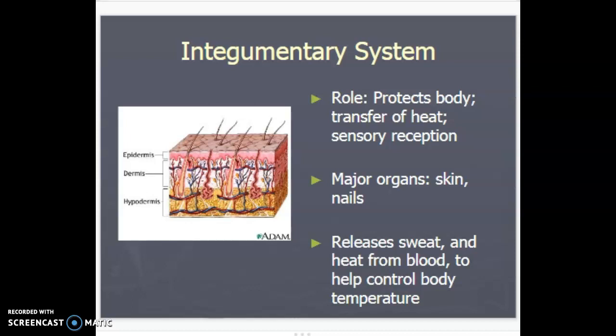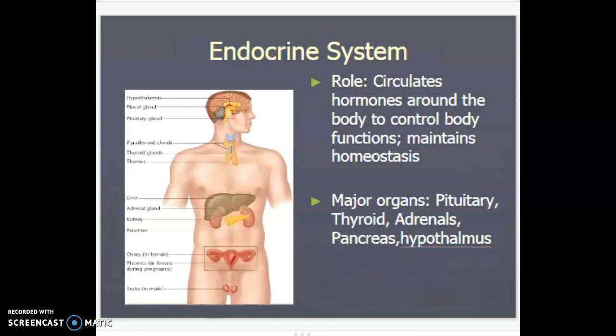Like I said, the major organs would be your skin, your nails, your hair is also part of your integumentary system. It's going to release sweat and heat from the blood to help control the body temperature, so that not only does it protect, but one of the main roles is for body temperature regulation.